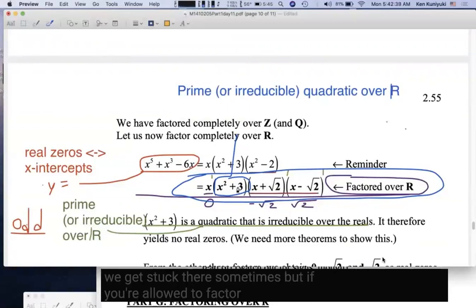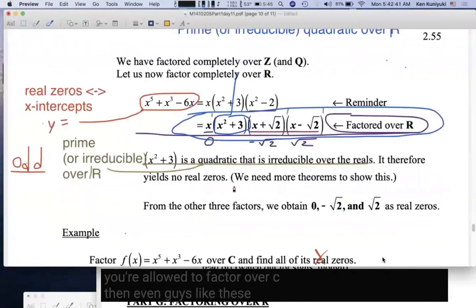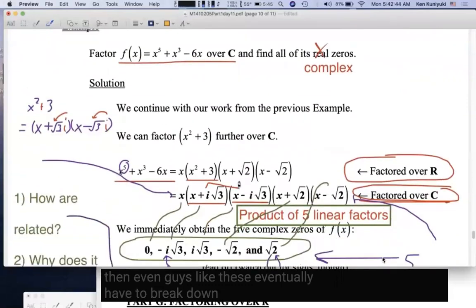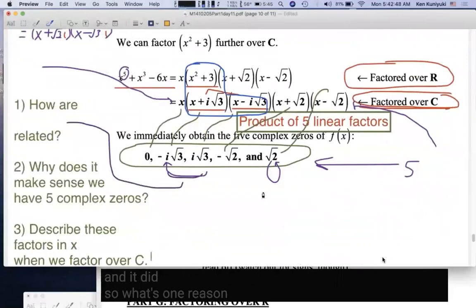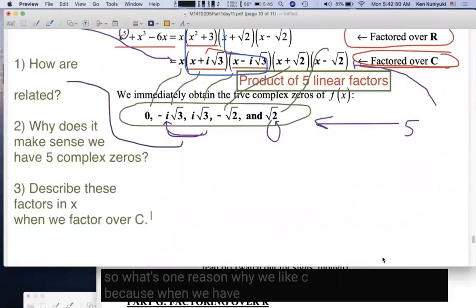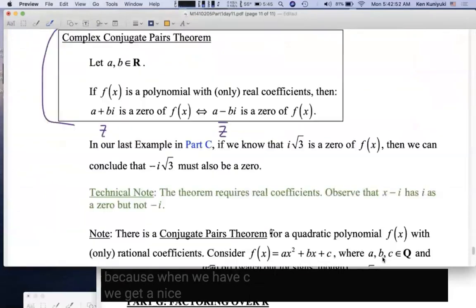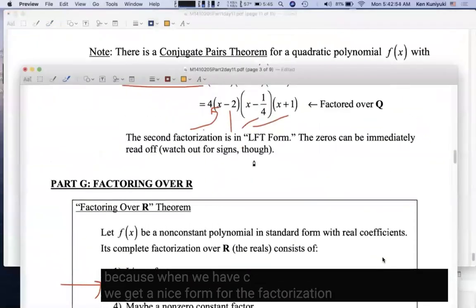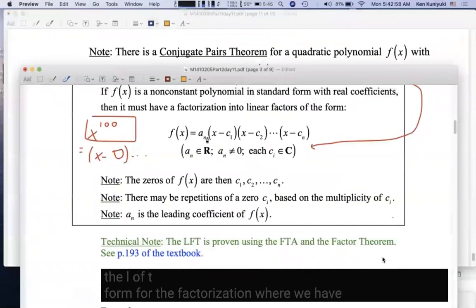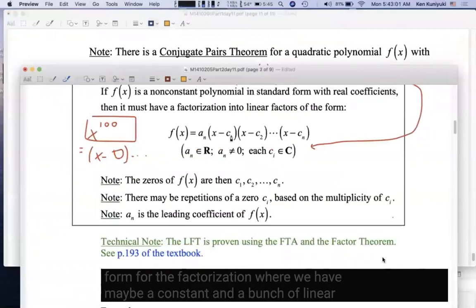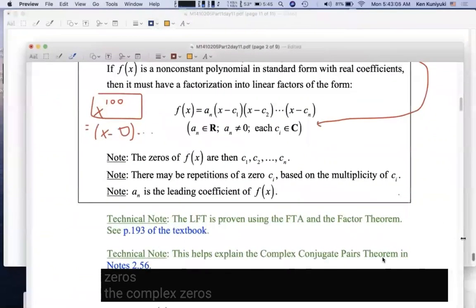But if you're allowed to factor over C, then even guys like these eventually have to break down. And it did. So what's one reason why we like C? Because when we have C, we can get a nice form for the factorization, the LFT form, where we have maybe a constant and a bunch of linear factors, which can clearly indicate the zeros, the complex zeros.